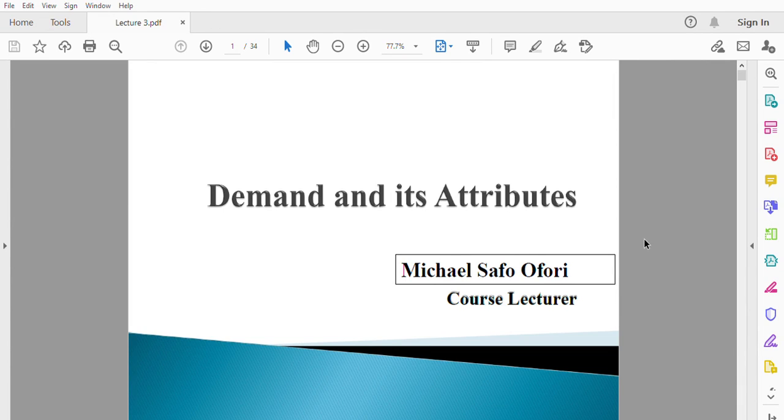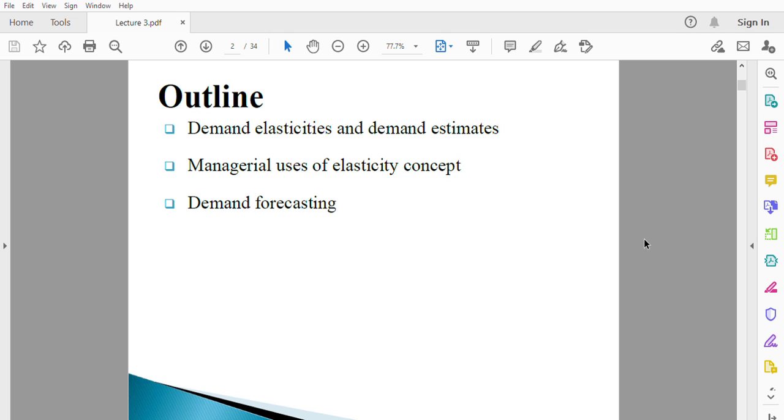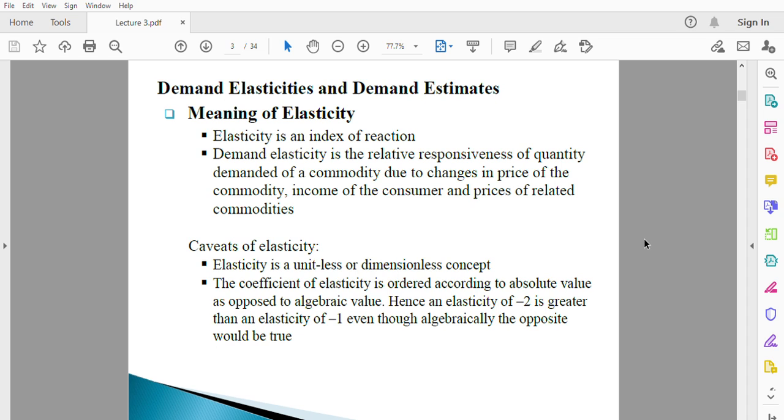Today we want to talk about demand and its attributes. Demand and its attributes. So this is going to be our outline. We will talk about demand elasticities and demand estimates. Then we'll look at managerial uses of elasticity concept. Then we'll look at demand forecasting. So to kickstart, demand elasticities and demand estimates.